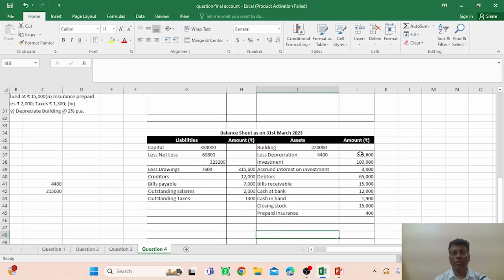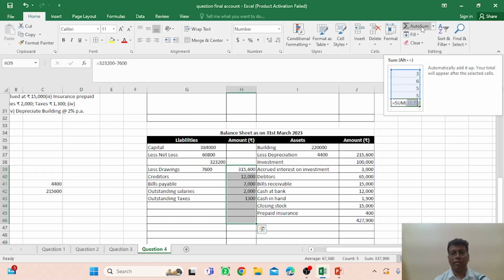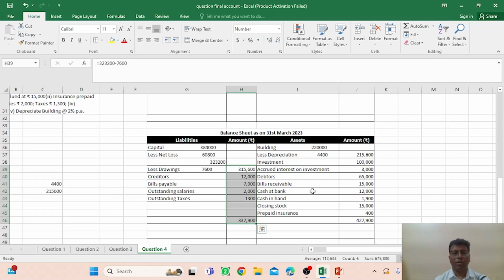Now we have to take the total of both sides to match the balance sheet. Here is 427,900, and the total should be the same there. It means the balance sheet is matched, right? Otherwise there is some error left, okay? And yes, no doubt, the balance sheet is not matched over there because of some errors. So this is the particular way of preparing any balance sheet, the final account, and we have to find why there is any error.